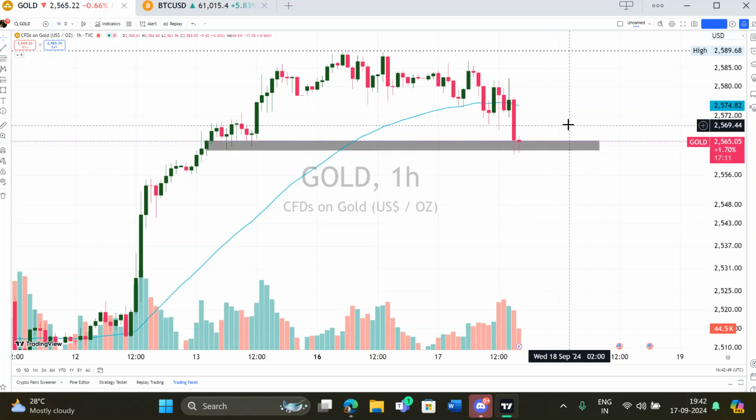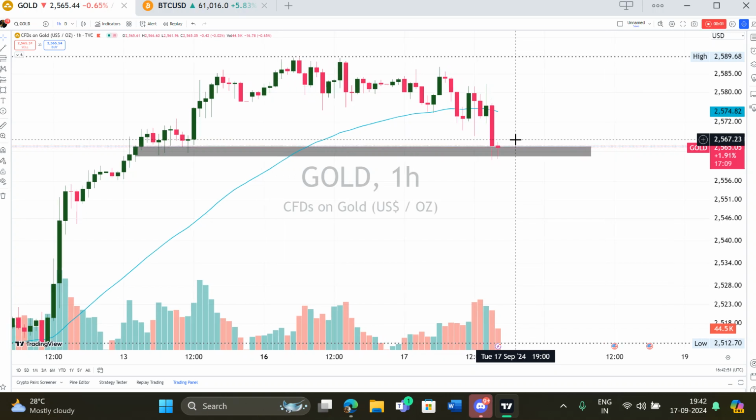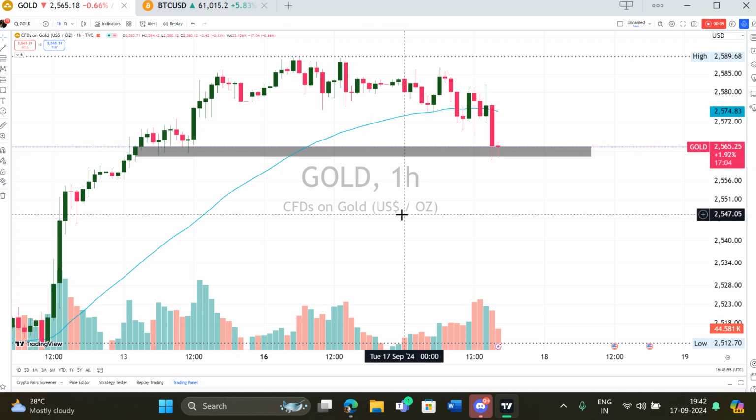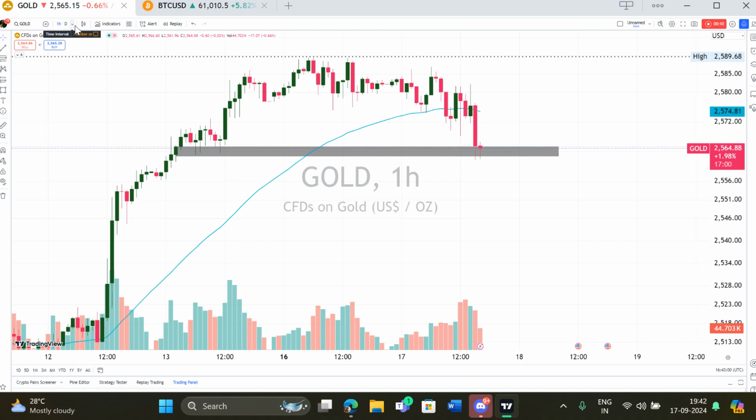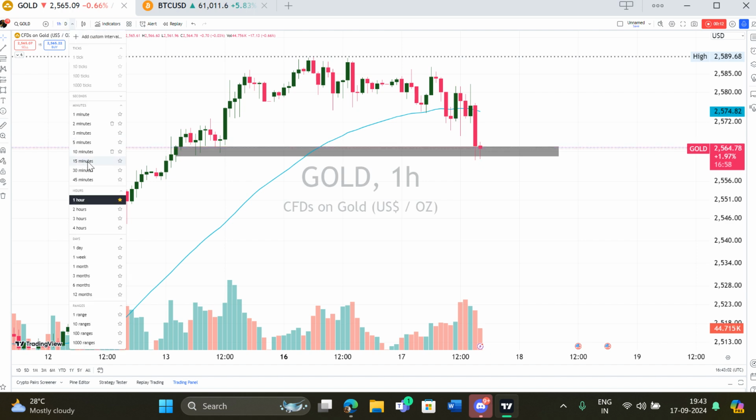So I will trade here, live trade in gold right now. So this is a support level we can see here. You can use the 1 hour time frame when you want to see the support level and resistance level. And when we need to execute our trade, we can use 15 minutes.